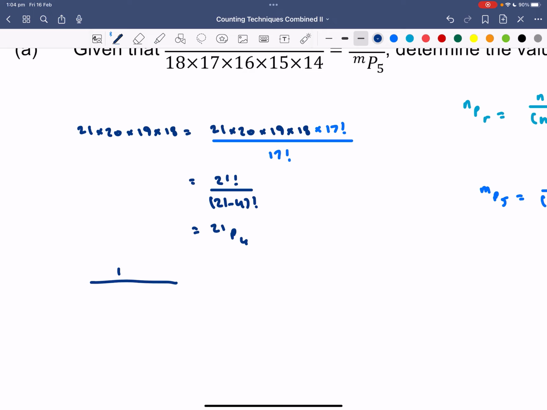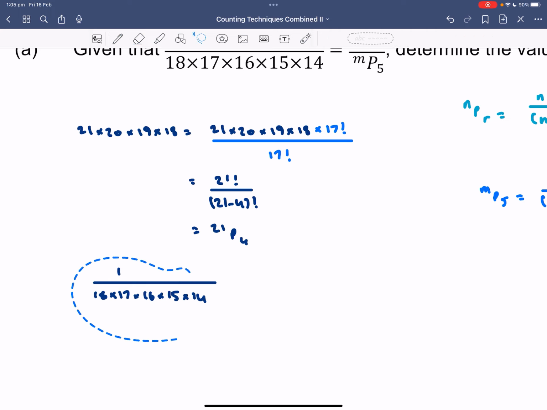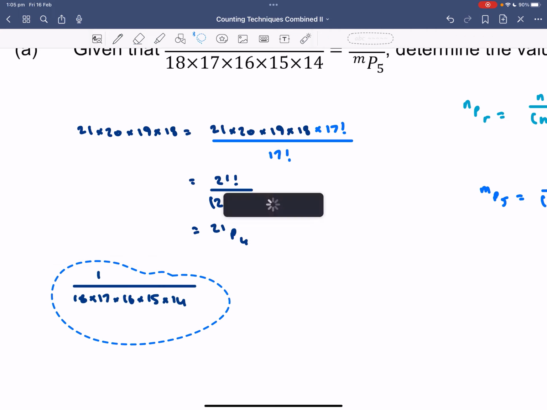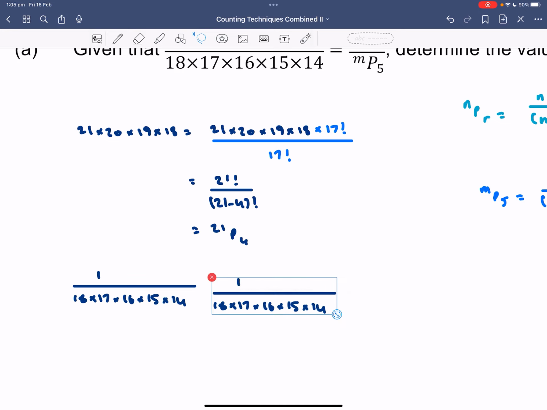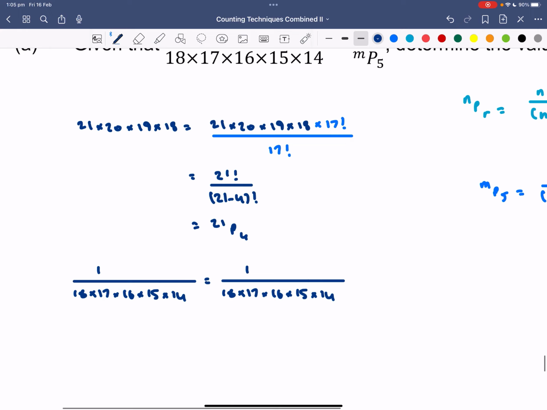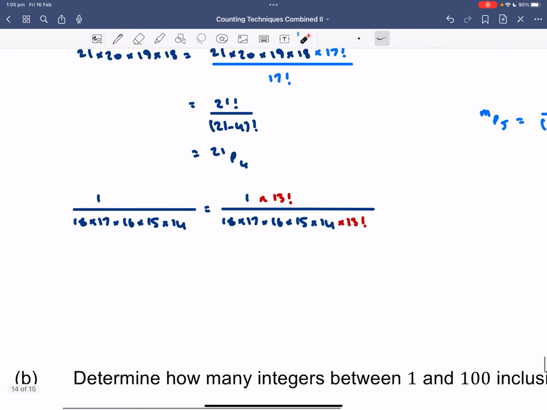So right now I've got 1 divided by 18 times 17 times 16 times 15 times 14. That's what I've got on the bottom. The first thing that comes to me is to times the top and bottom by 13 factorial. So this is 13 factorial. If I times top and bottom by 13 factorial, I basically have a 13 factorial on the top, and on the bottom, I've got 18 factorial.